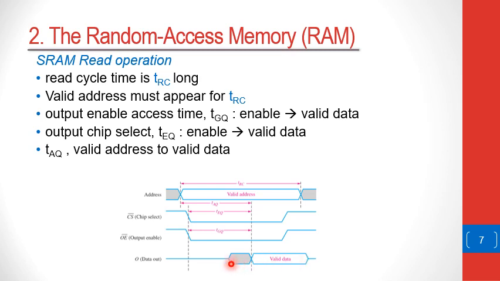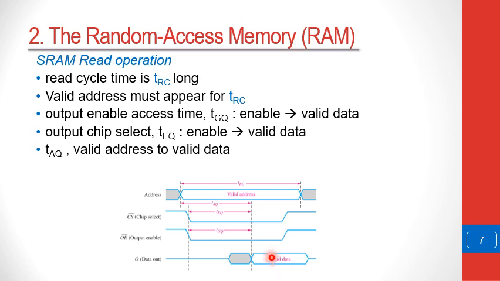Now, the time duration called output enable access time, TGQ, is the time between the output enable going low and valid data appearing on the data bus. There's also another time which is called output chip select, TEQ. TEQ is the time duration between when the chip select goes low and when valid output data appears on the bus.